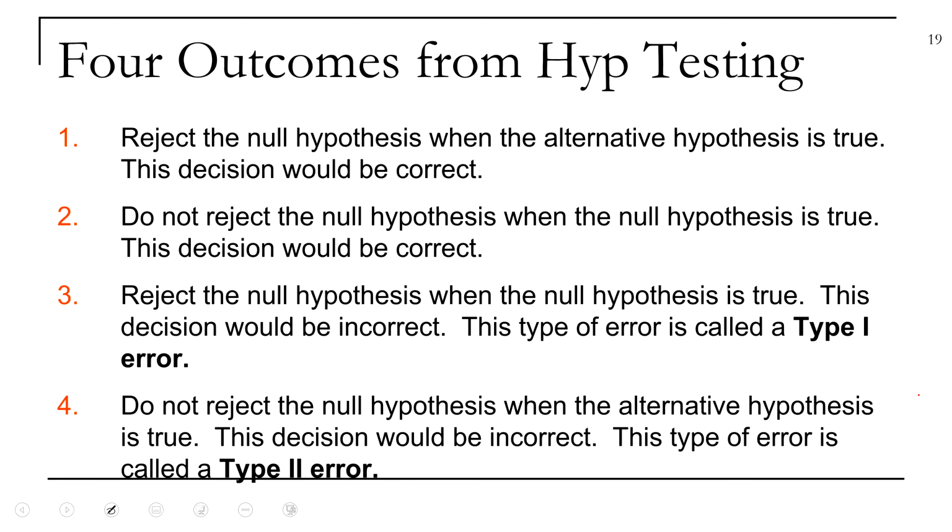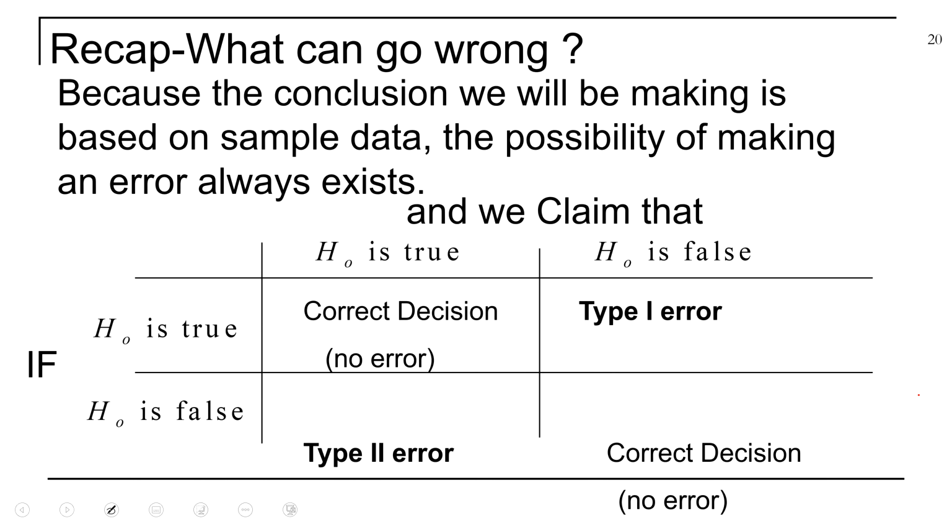There are 4 outcomes when you do hypothesis testing. Reject the null when the alternative is true. That's a good thing, the correct decision. Do not reject the null when the null hypothesis is true. You've done the right thing. Reject the null when the null is true. That's called a type 1 error. You've made an error. Do not reject the null when the alternative is true. That's also an error. It's called a type 2 error.